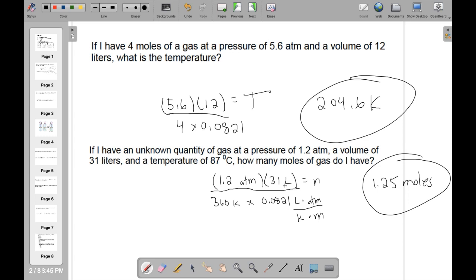Now, yet again, look at this. The liters are going to cancel. This is on top. The atmospheres are going to cancel. The Kelvin cancels. And in the end, I'm just left with moles. Okay.